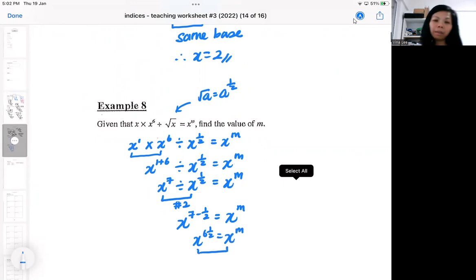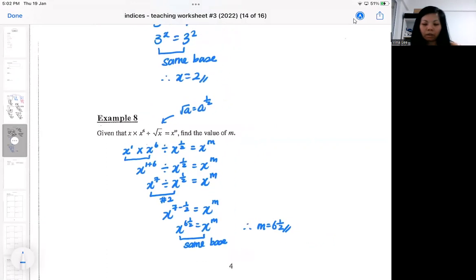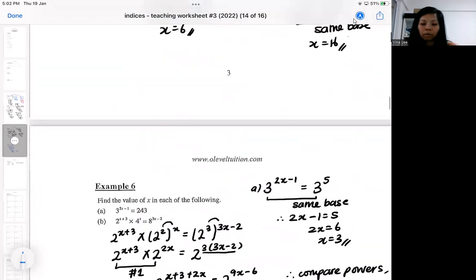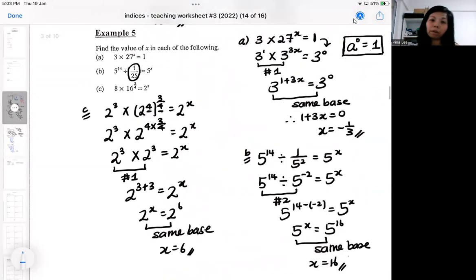In this case, the base is algebra, but we are not supposed to find x. We are supposed to find m. So it will still be same base and you compare power. Okay, but in between you have to execute quite a lot of rules so you can get to the foundation idea.